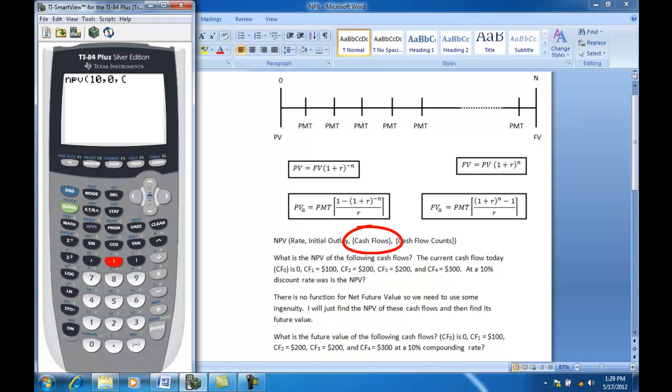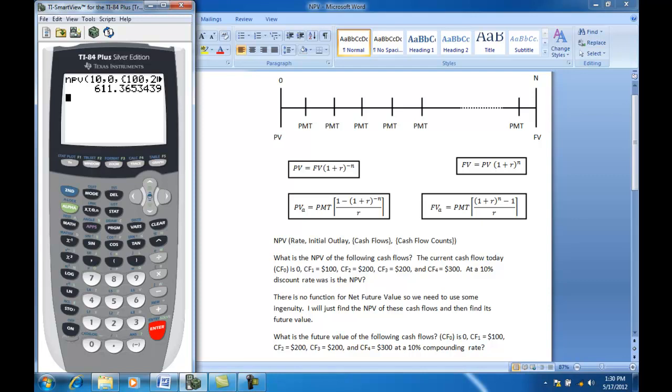Cash flow number 1 was 100, comma. Cash flow 2 is 200, comma. Cash flow 3 was also 200, and the fourth cash flow was 300. Now I have to do the second bracket here, and then I'm going to go ahead and close it and hit the enter key, and we have our answer at $611.37.